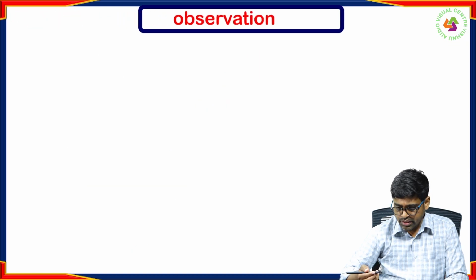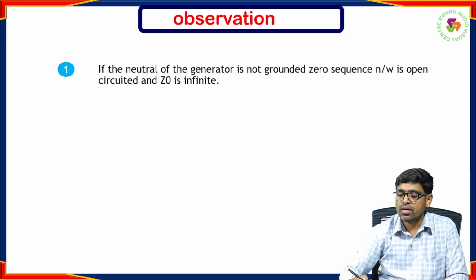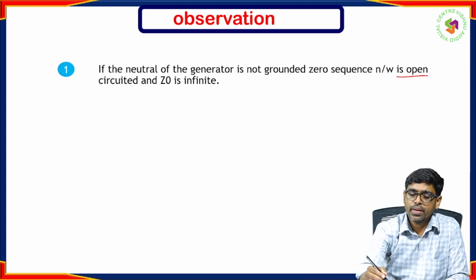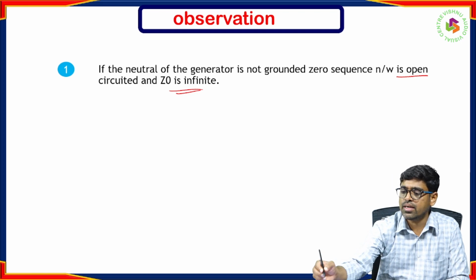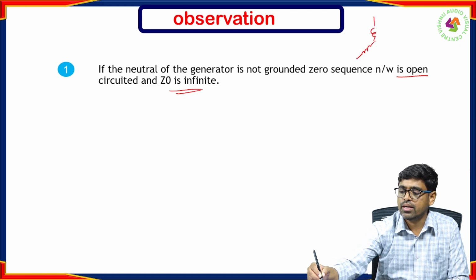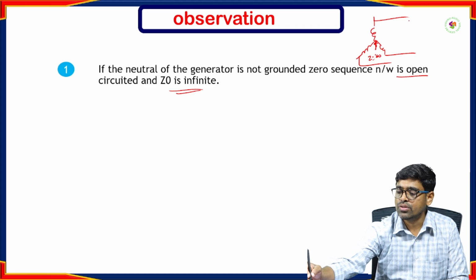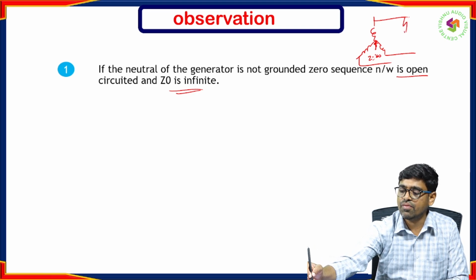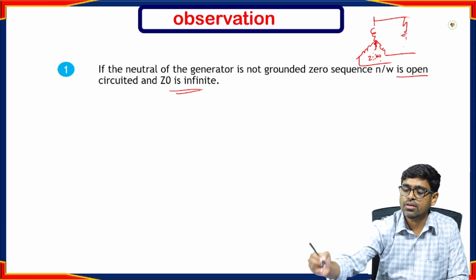So from this observation, we can see in case of LG fault, the neutral of the generator is not grounded, zero sequence network is open circuit, and Z0 is infinite. Suppose if this LG fault occurred, we are having this alternator, we are representing like this, and if it is not grounded, solidly it is not having any ground connection. So this is not grounded, then this Z0 is infinity. Okay, so Z0 is infinity, and if a fault occurs, there is no path of current flow from this fault point to this neutral point.